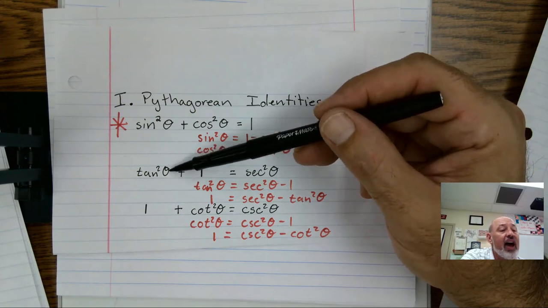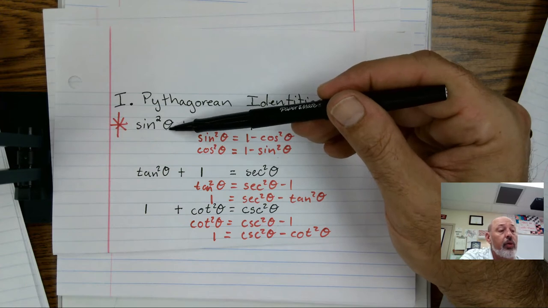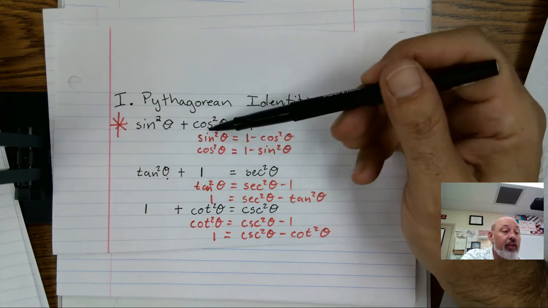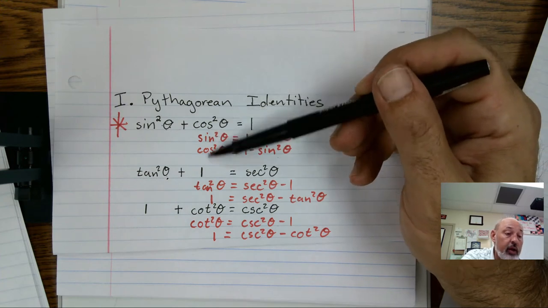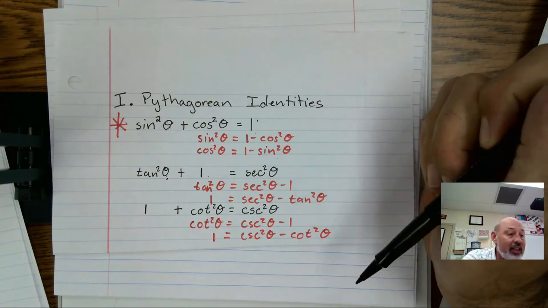If you divide everything by cosine squared in this first one, well, sine squared over cosine squared is actually tangent squared. Cosine squared divided by cosine squared is 1, and 1 divided by cosine squared is secant squared. So that's where this next one comes from.